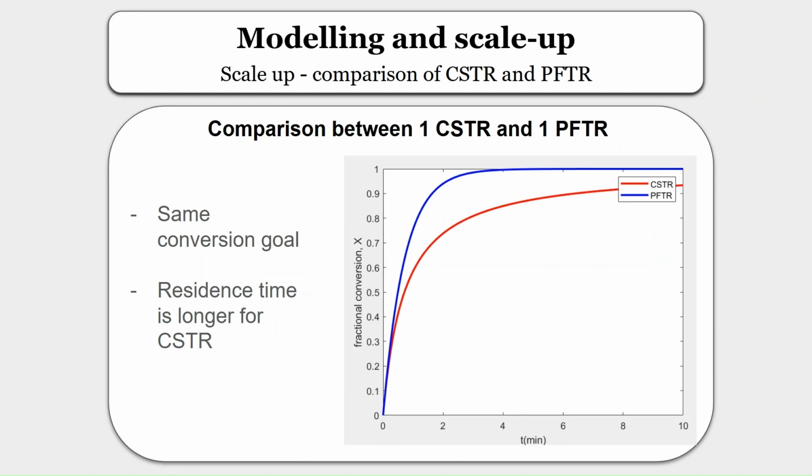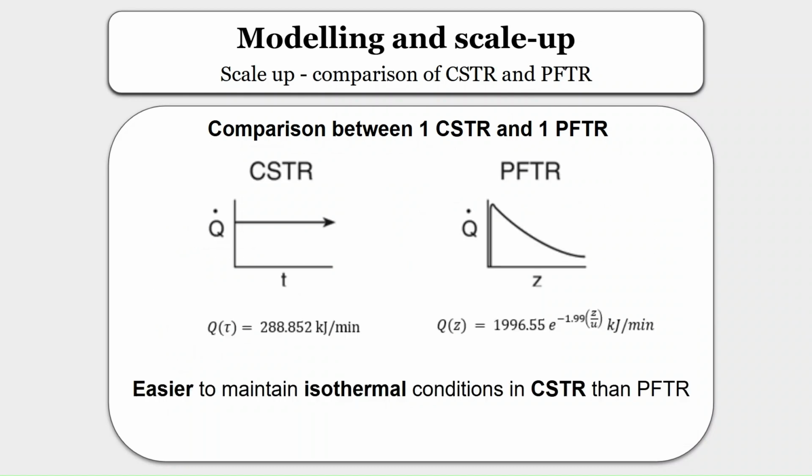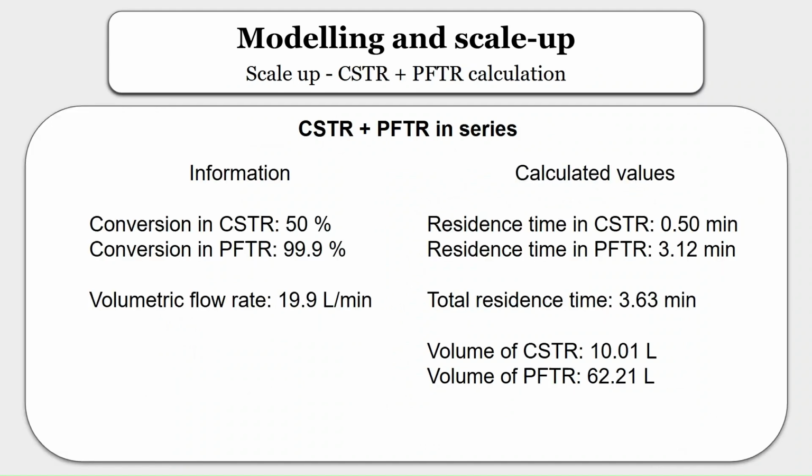When we have the same conversion goal, we see that the residence time is longer for the CSTR compared to the PFTR. And because the residence time is related to the volume, we also get a bigger volume for the CSTR compared to the PFTR. This speaks for choosing the PFTR over the CSTR. However, because we want to work isothermally, that speaks for choosing the CSTR, as it is easier to maintain isothermal conditions in a CSTR compared to a PFTR.